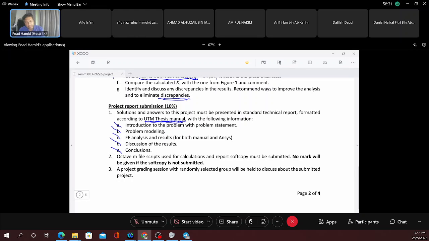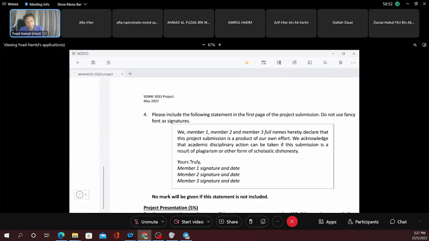A project grading session with randomly selected groups will be held to discuss the submitted project. I'll pick any random group and call them, so then they can explain to me what they did for the project. So I need to know if they are really doing it. Okay, so this is number 3.